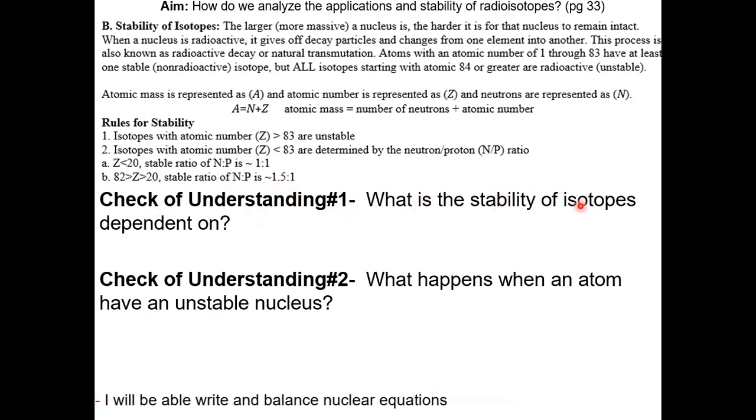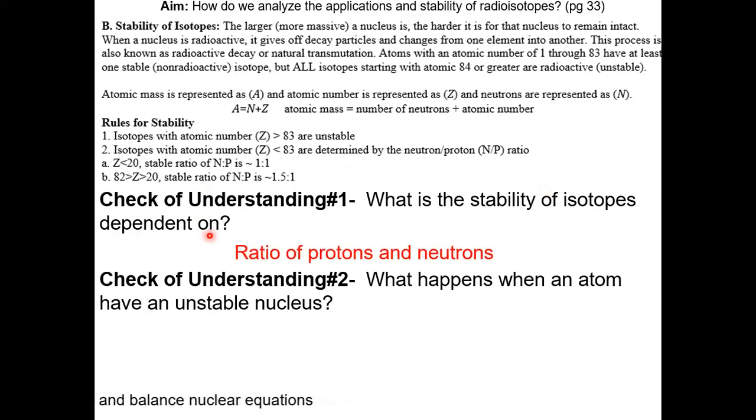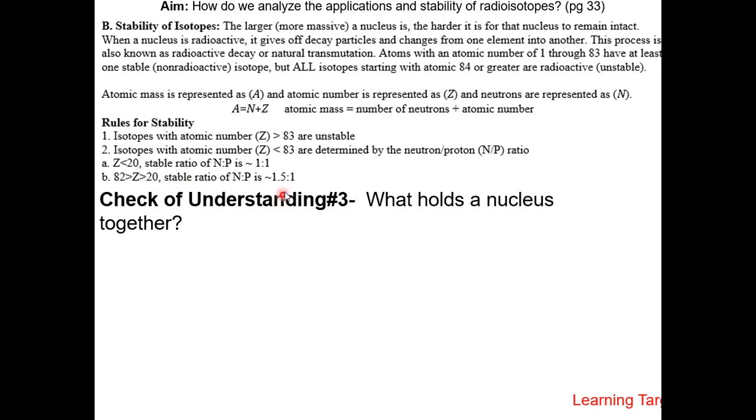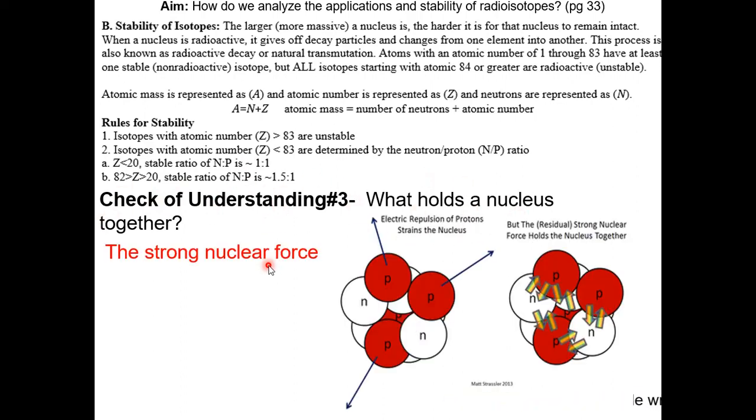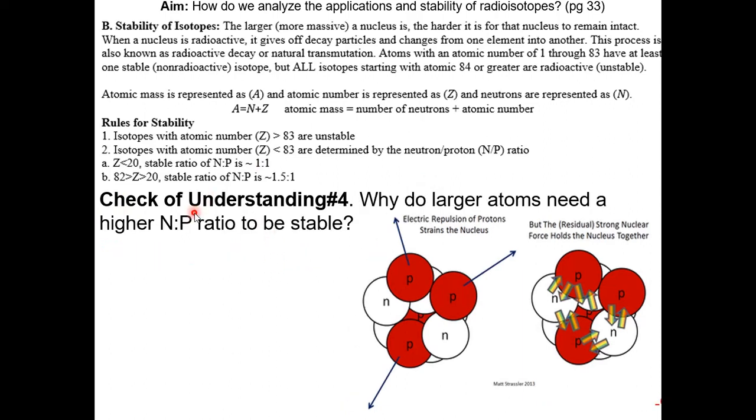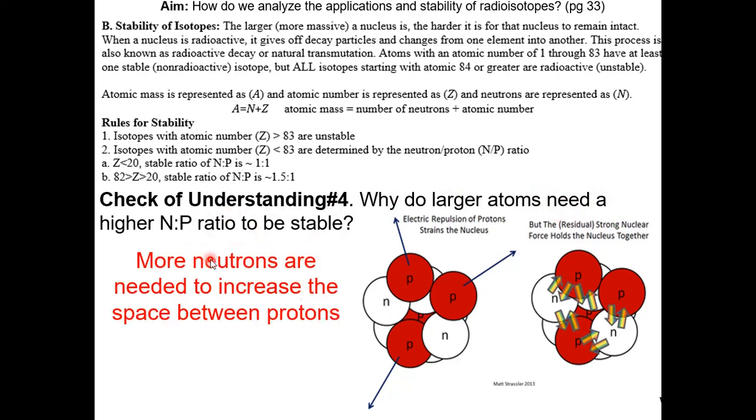Check of understanding number 1. What is the stability of an isotope dependent on? It is dependent on the proton and neutron ratio. Check of understanding number 2. What happens when an atom has an unstable nucleus? It will spontaneously decay. Check of understanding number 3. What holds a nucleus together? It is the strong nuclear force. Check of understanding number 4. Why do larger atoms need a higher neutron to proton ratio to be stable? Because more neutrons are needed to increase the space between the protons.